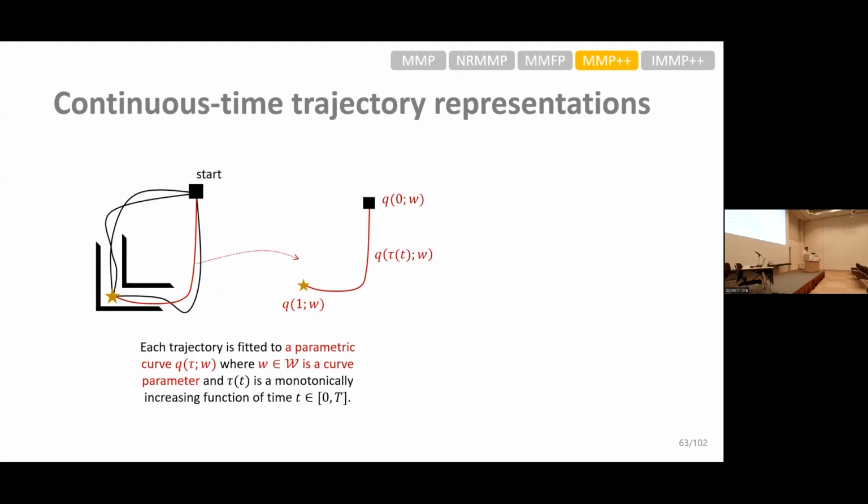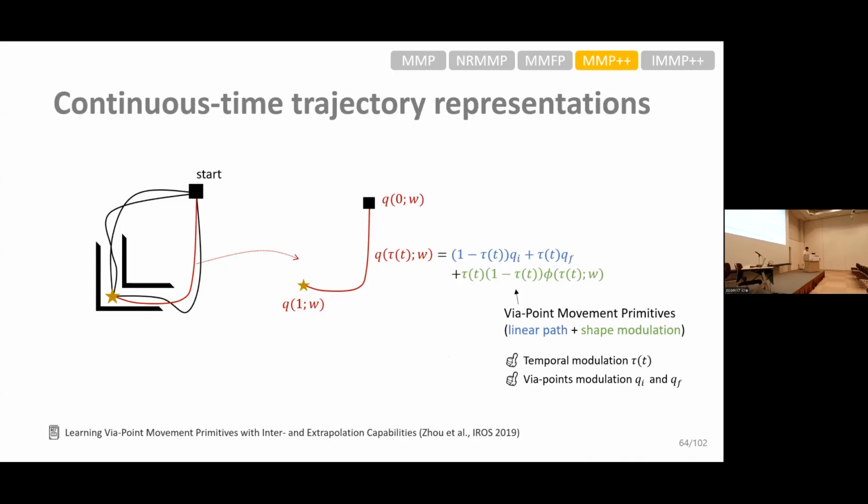Now, suppose each trajectory is represented by fitting it to a parametric curve denoted by Q(tau, W), where W belonging to the set calligraphic W serves as the curve parameter. And tau of t is defined as a monotonically increasing function of time, with time t ranging over some interval.